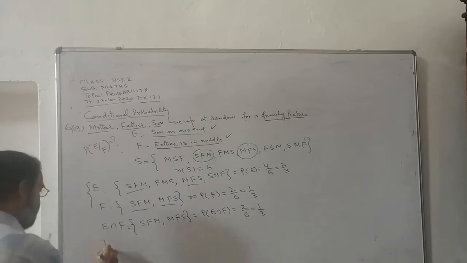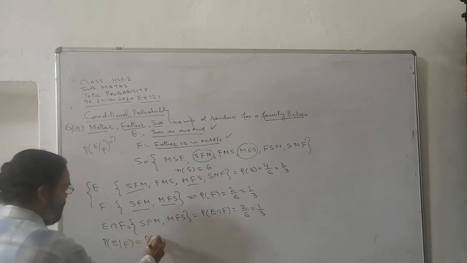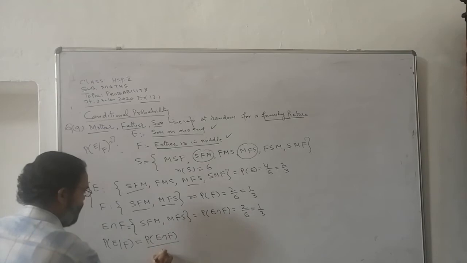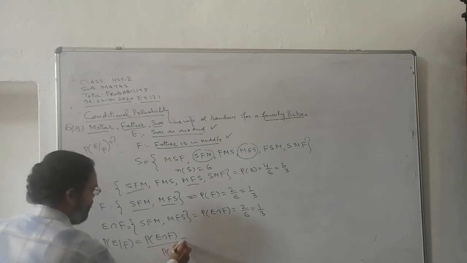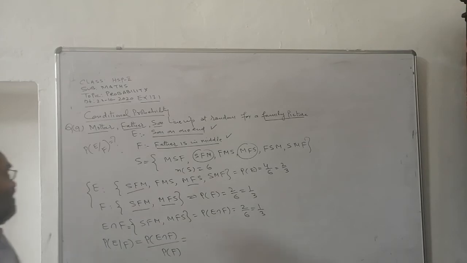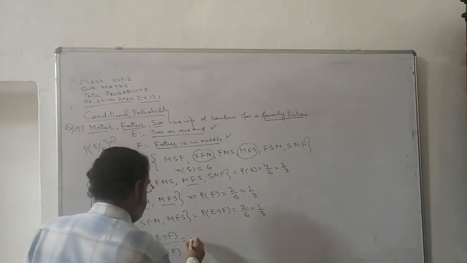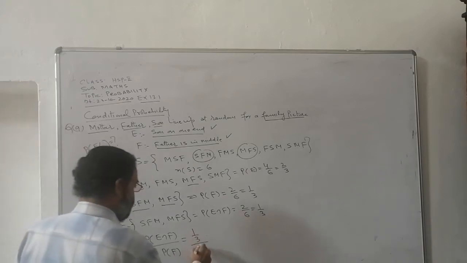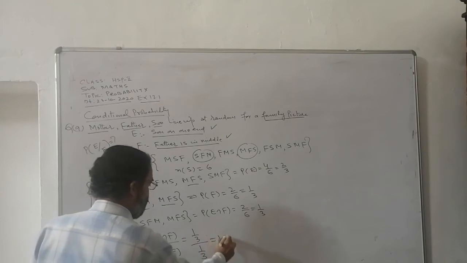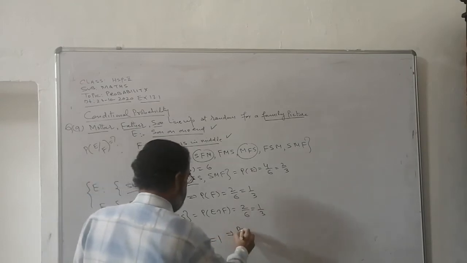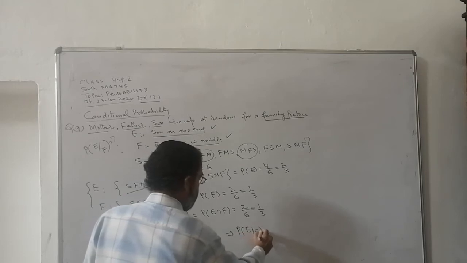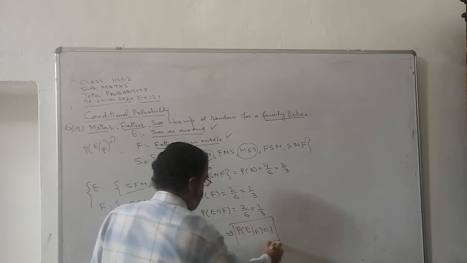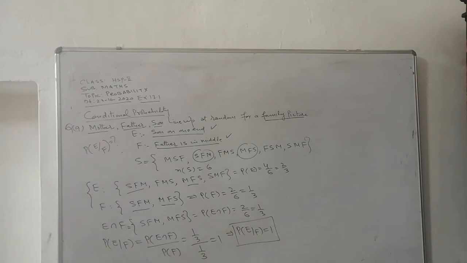Now I have to calculate the conditional probability E upon F. This will be probability of E intersection F upon probability of F. Probability of E intersection F is 1 upon 3, probability of F is again 1 upon 3, so that is 1. That means probability of E upon F is 1. So in this way, the conditional probability of the given question can be calculated.